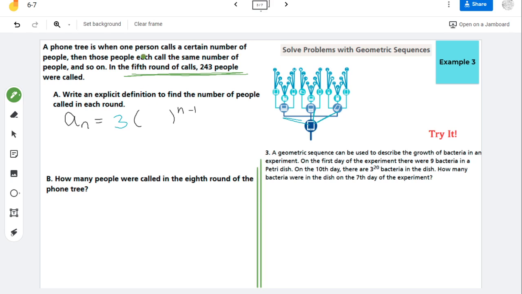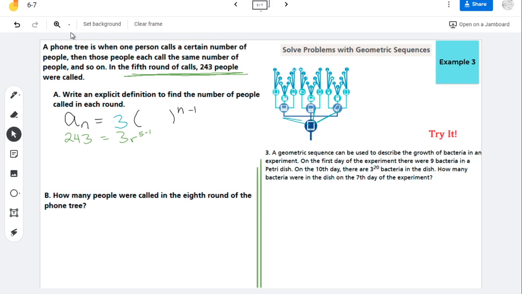So the main part is right here. It says on the 5th round of calls, 243 people were called. So what they're asking me to do is plug in that 243 where a sub n is, and then where the n is here, put a 5. And now I need to solve for my r value. Now remember, in order to take a log, oh, I don't need to take a log, I need to simplify. A log would have been if there's a variable up here.